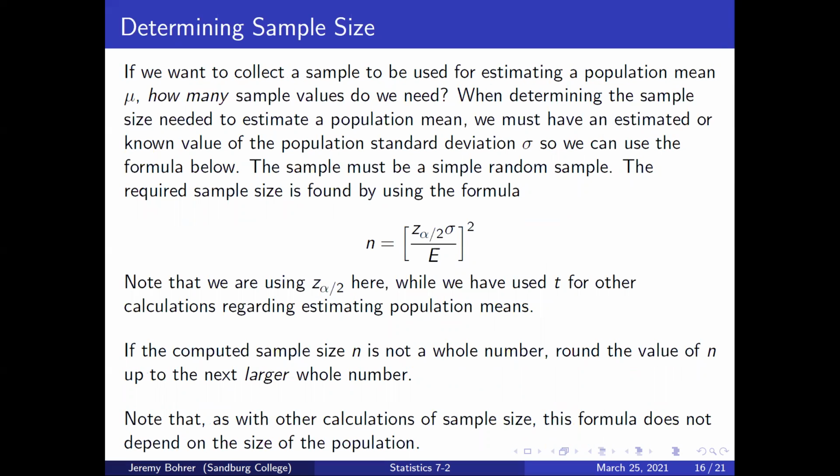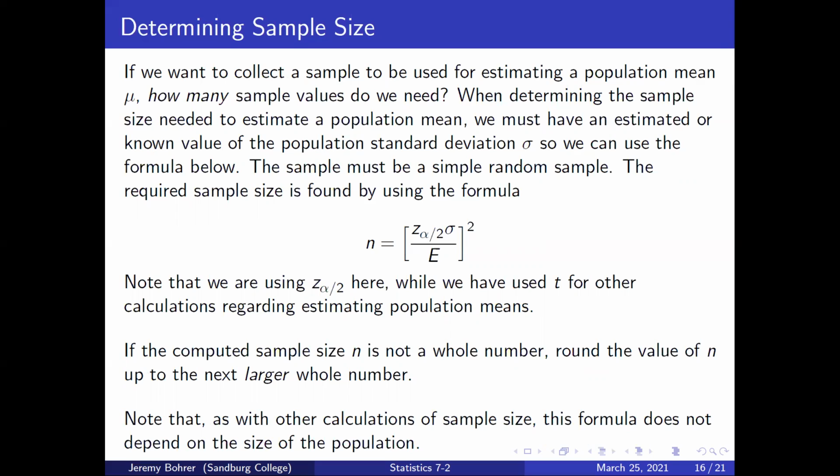If we want to collect a sample to be used for estimating a population mean mu, how many sample values do we need? When determining the sample size needed to estimate a population mean, we must have an estimated or known value of the population standard deviation sigma, so we can use the formula below. The sample must be a simple random sample. The required sample size is found by the formula n equals z sub alpha over 2 times sigma all over E quantity squared.